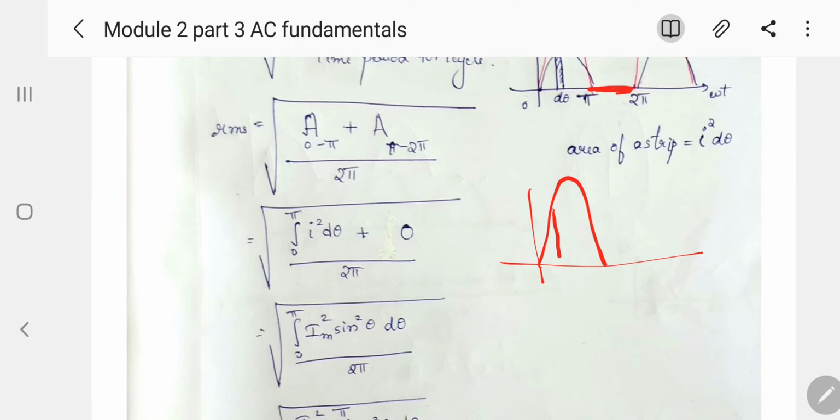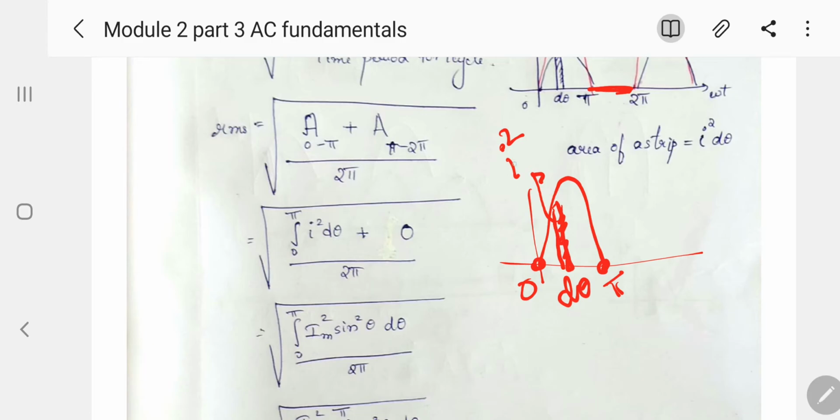Now, how can we calculate this one? This is a small rectangular strip, and what is the length of the strip? It is i squared, because it is a squared waveform, and the width is d theta. Now we are going to integrate the area of this small strip from 0 to pi. So the integral from 0 to pi of i squared d theta divided by 2 pi, because the time period for one cycle is 2 pi here.